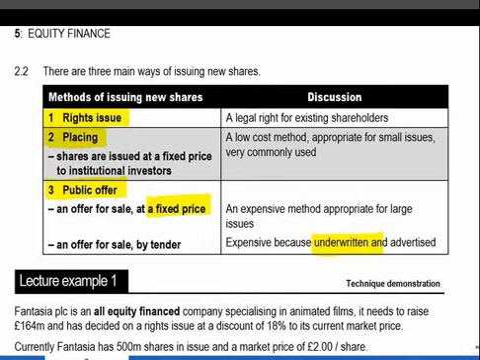Very occasionally, and for very high profile share issues, the public are given the right to buy shares at a number of different prices, and the company will then analyse the applications to work out the highest price at which it can raise the funds that it's looking to raise. This is an offer for sale by a tender and is quite rare.